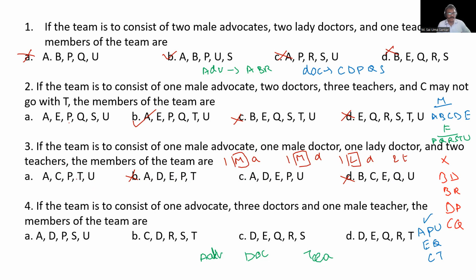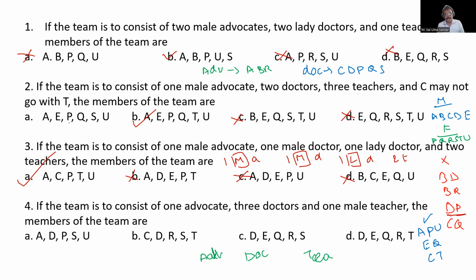APU. That's next. One male advocate. Next, one male doctor. Male doctor, any one of these two, either C or D. C is there. D is there. Okay. And DP is not valid, right? Suppose if you observe this one, DP. Strike out this one, option A is the correct one.